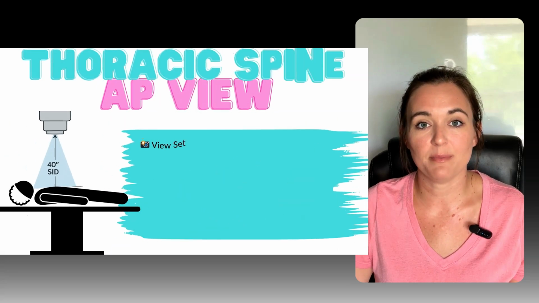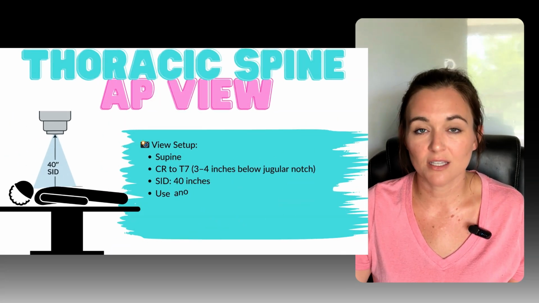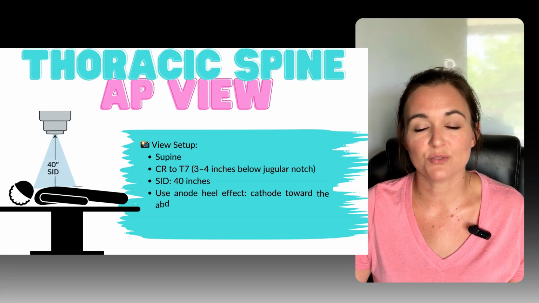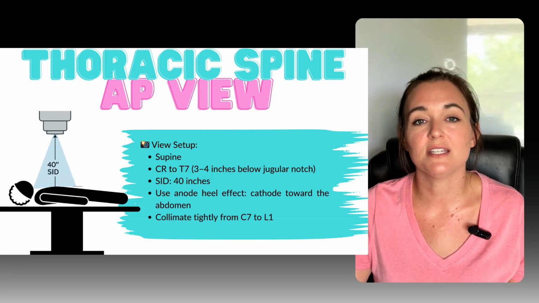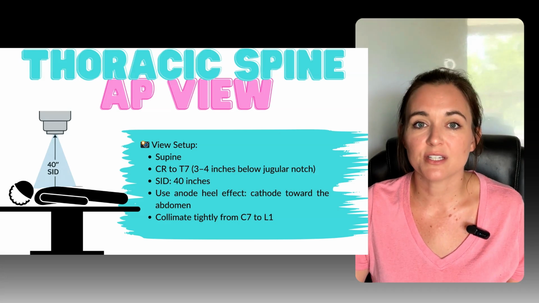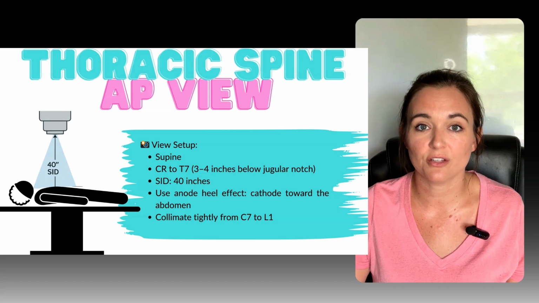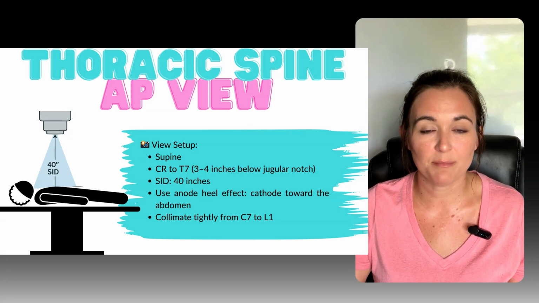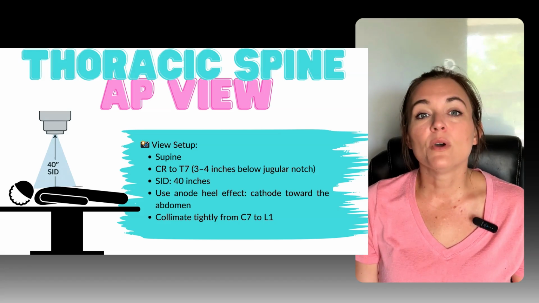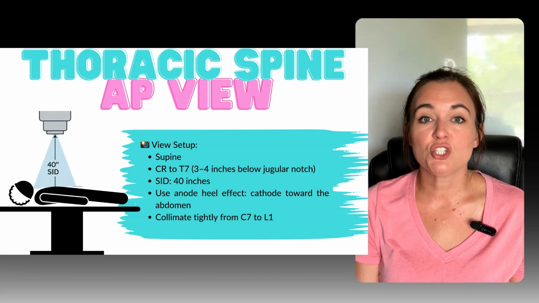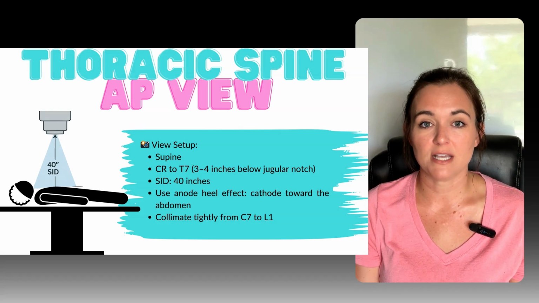Let's start with the AP. For this view, the patient is usually lying supine, flat on their back. Your SID is 40 inches, which is pretty standard for any non-upright view where magnification isn't a major concern. You're going to center your beam to T7, which is about 3 to 4 inches below the jugular notch, or right at the bottom of the scapula if you're feeling for landmarks, and don't forget to collimate wisely. We want to include from C7 to L1. We don't clip the top or the bottom of the thoracic spine.